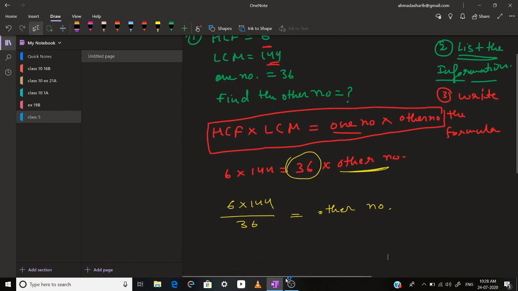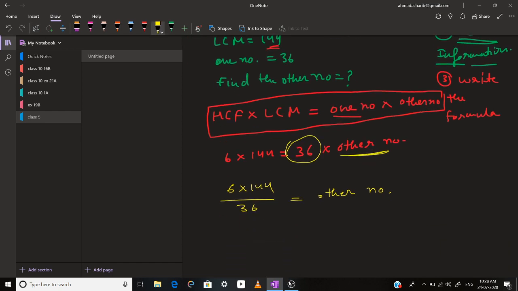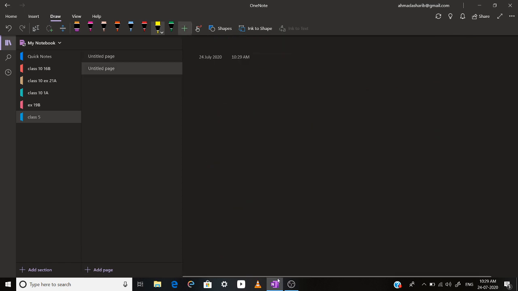So how are you going to solve it? First of all, 6 ones are 6, 6 sixes are 36. Okay, now 6 ones are 6 and 6 twos are 12, 2 carry, 24, 6 fours are 24. So the other number is 24. This is your answer.